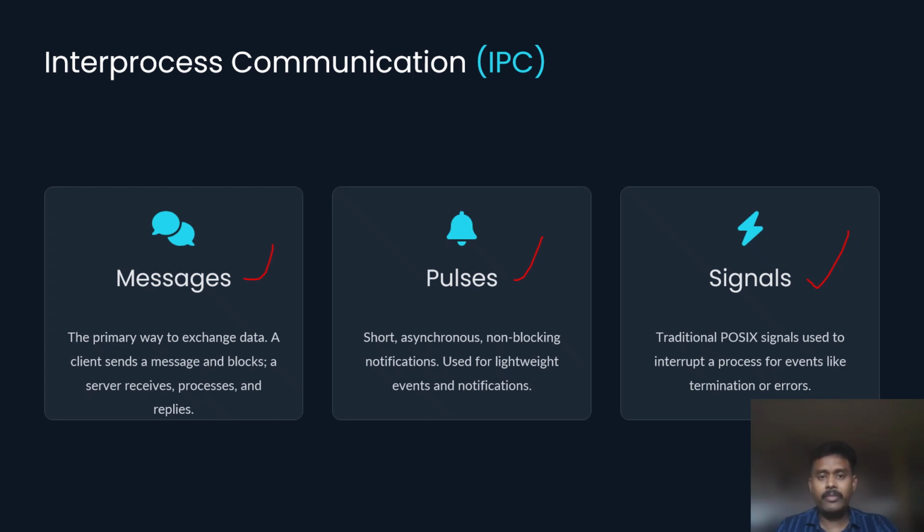The next form of IPC is the pulse. A pulse is considered a short communication notification. It is asynchronous, and that is why it is highly useful for lightweight events and notifications. The third type is called a signal. We use a signal to represent events, such as if anything needs to be abruptly terminated, or if any kind of error occurs and you want to terminate it by passing an interrupt. This kind of signal, in the form of an IPC, can be sent to make that happen.